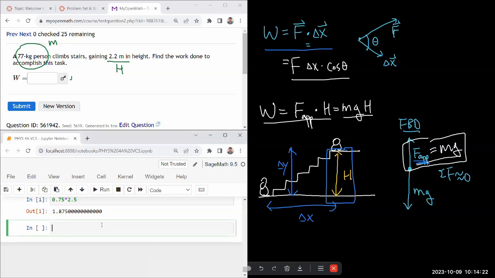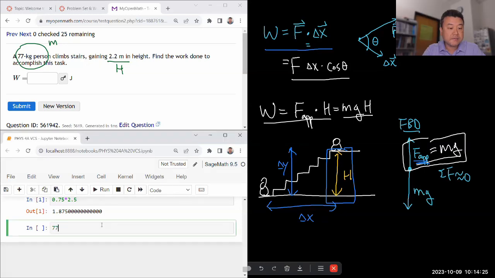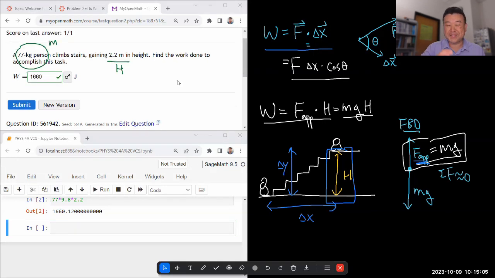It's going to be mass 77 kilogram times g 9.8 meter per second squared, basic SI unit, times the height 2.2. So 1660 joule, that sounds about right. It's actually pretty high. Okay, so the answer is correct. Let me move on to the next two questions. They are slightly different in that the formula we are using is different.